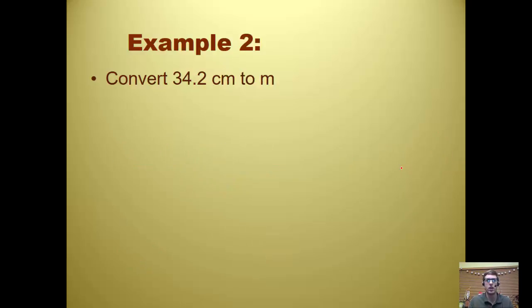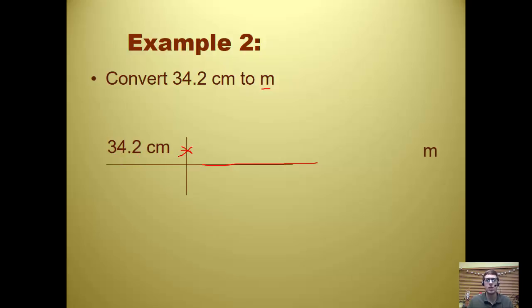Let's do another example. Let's go 34.2 centimeters to meters. First step again, we write down our number, 34.2 centimeters. We write down the unit that we want to get into, meters. We're going to draw our T, so we can cancel our units. This T just means this times this divided by this. It's just shorthand to show that.